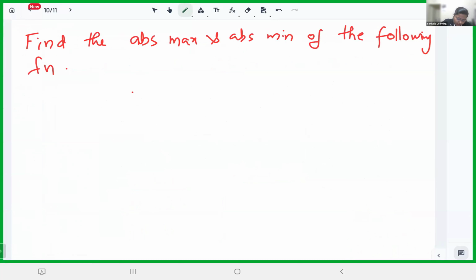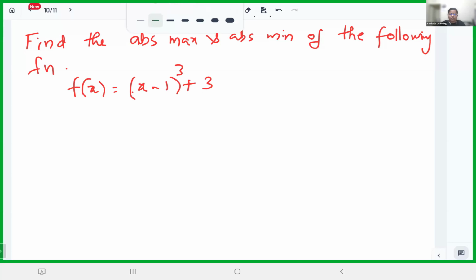Okay, so f of x is equal to (x minus 1) the whole cube plus 3. So this is our function. And what is the question? You have to find out the absolute maximum and absolute minimum.